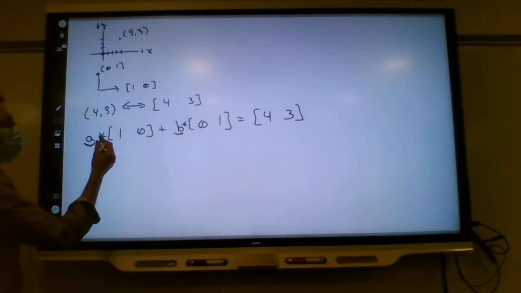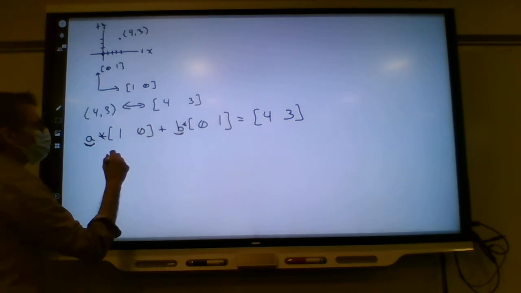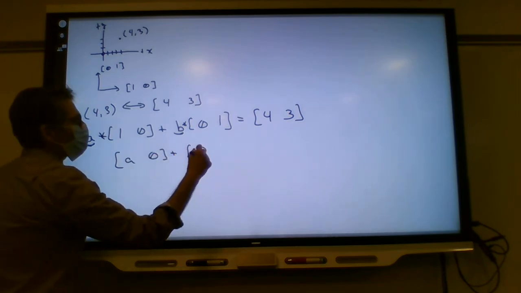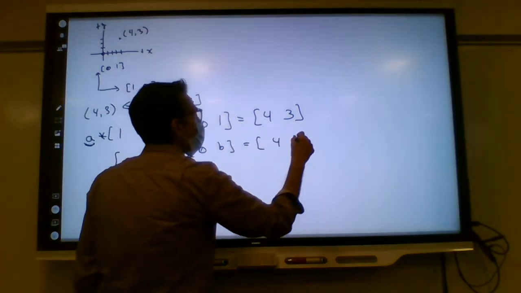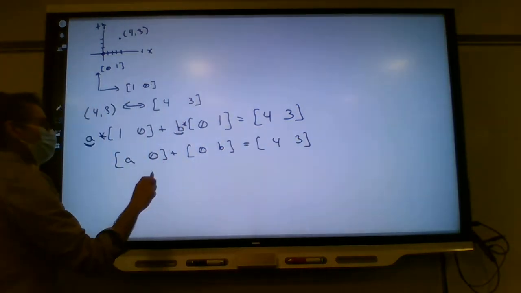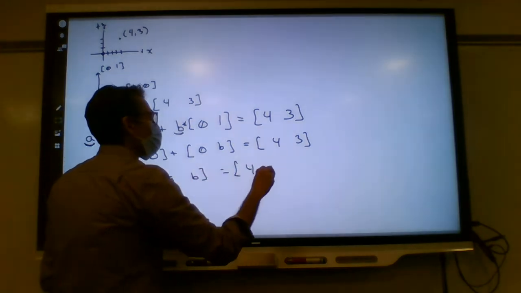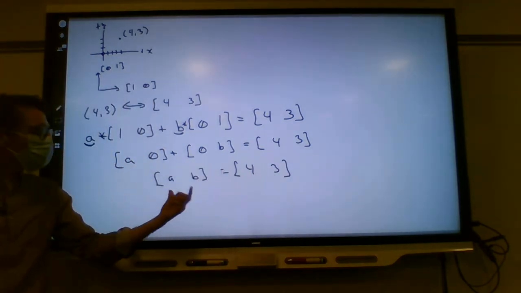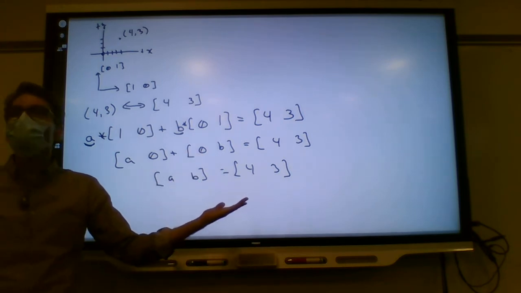And so what happens? If we look at this, A times 1, 0 plus B times 0, 1 is the vector A, 0 plus the vector 0, B. And if we're trying to get to the point 4, 3, that needs to be 4, 3. So adding this together into one vector, we have the vector A, B has to be equal to 4, 3. Well, if A, B is equal to the vector 4, 3, what does A have to be? A has to be 4, B has to be 3.